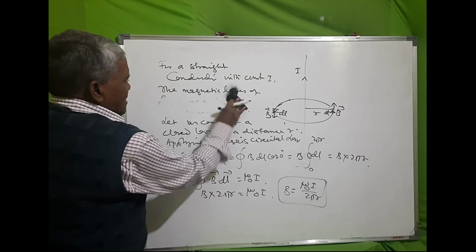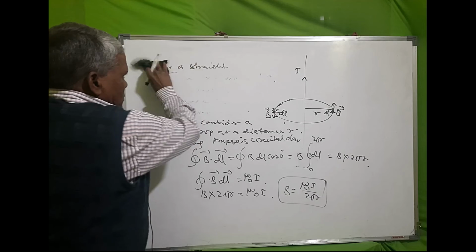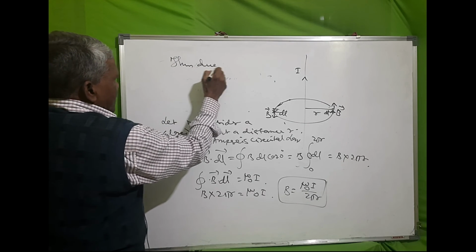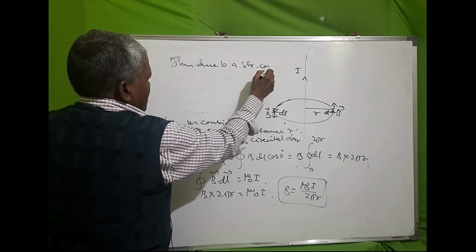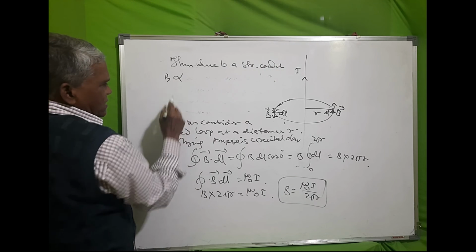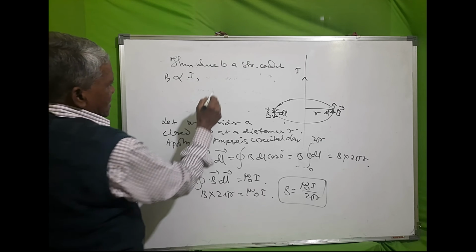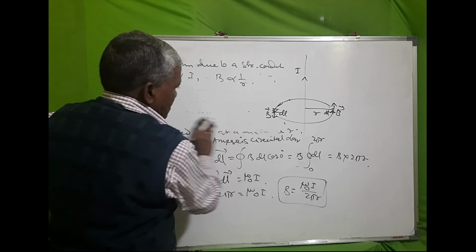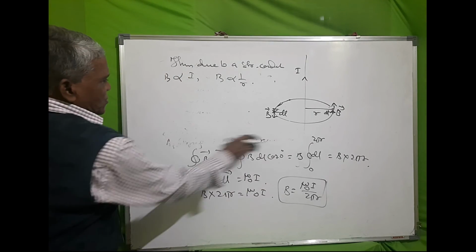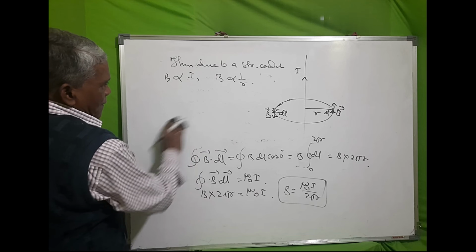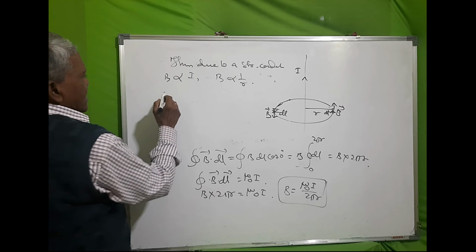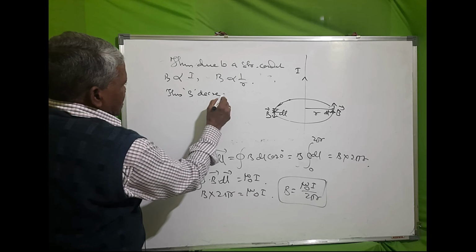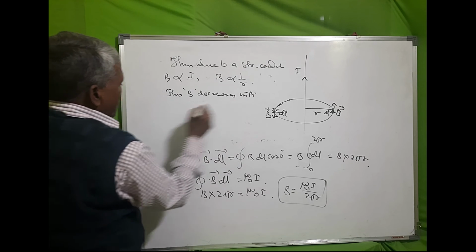Thus, due to a straight conductor, the magnetic field is directly proportional to the amount of current, and inversely proportional to the distance from the conductor. Thus the magnetic field decreases. Thus B decreases with distance from the conductor.